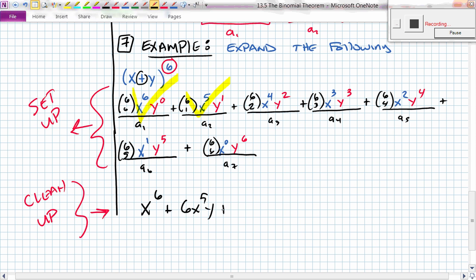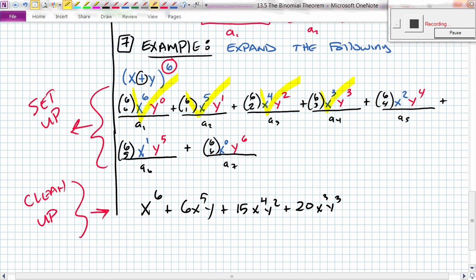Okay, third term. What's 6 choose 2? 12. No, it's 15, isn't it? 15, x to the 4th, y squared. I have now cleaned up my third term. Plus, what is 6 choose 3? 20. x to the 3rd, y to the 3rd. I have now cleaned up my fourth term.